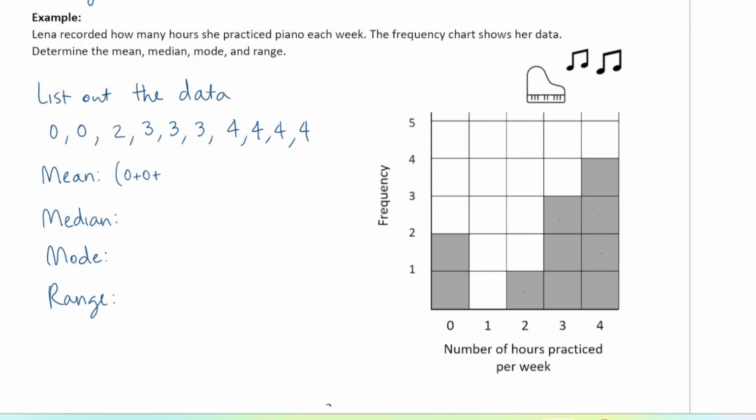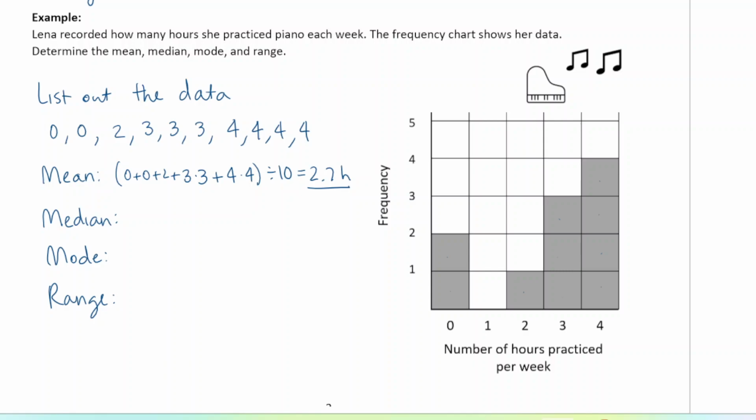So for the mean, we're going to add up all the values. 0 plus 0 plus 2 plus, and you can save time by multiplying. 4 times 4, and we're dividing by 10 because there's 10 data points, and you get 2.7 hours per week. So on average, you could say a sentence like, on average, Lena practices the piano 2.7 hours per week.